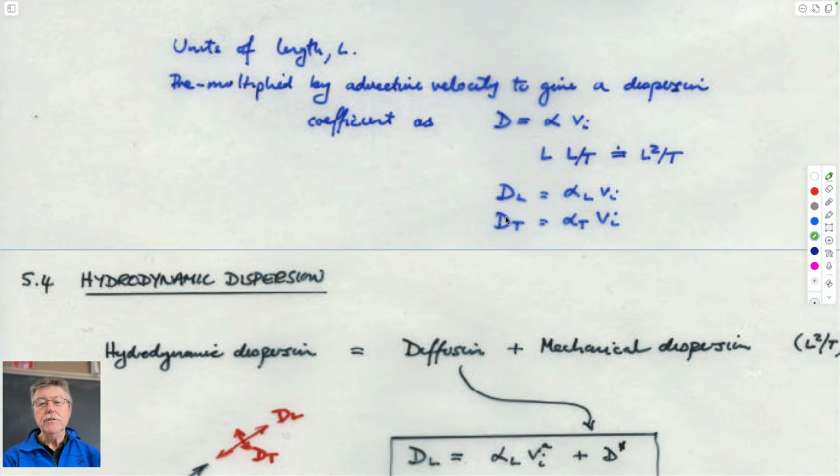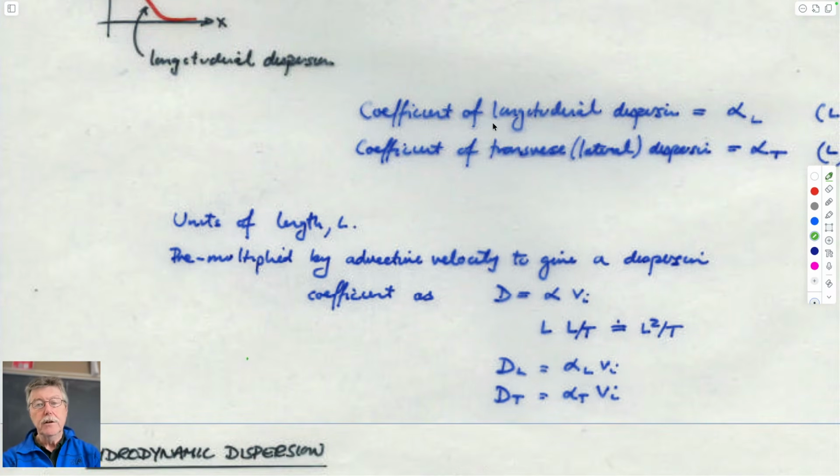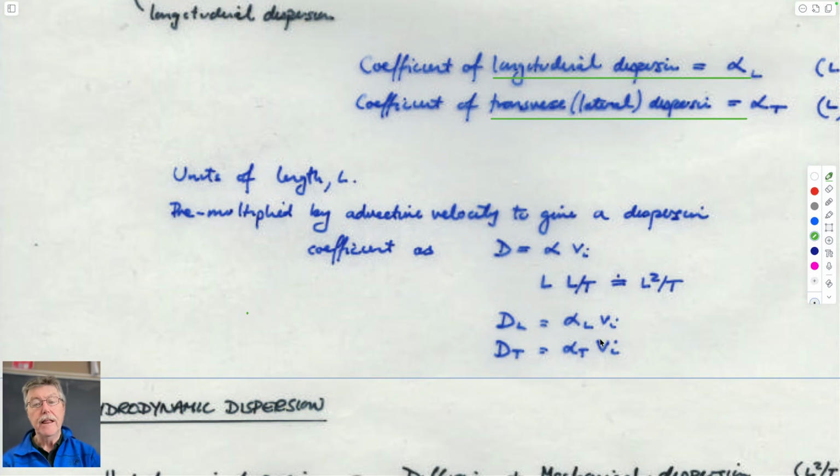And one way to do that is to look at this proportionality. So we use a dispersion coefficient, longitudinal dispersion by alpha L, transverse dispersion by alpha T, and we put them as a coefficient, which we don't know yet, and being proportional to the velocity at which it travels.